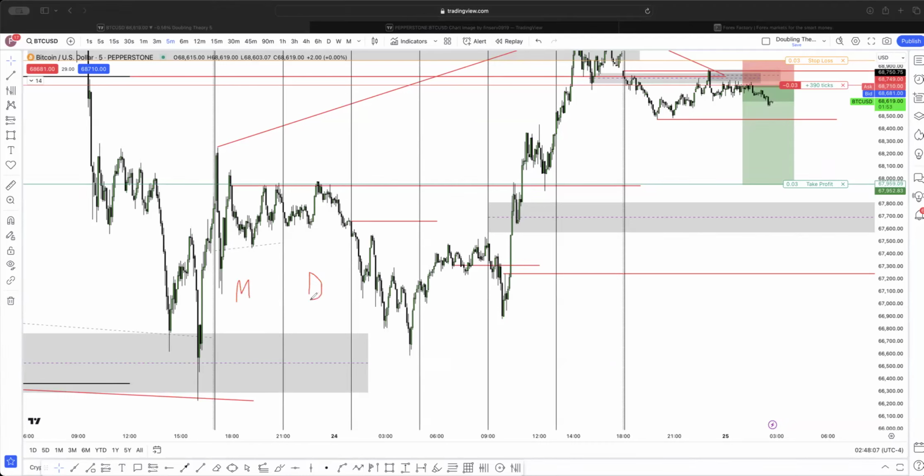This is distribution, right? So in this case, if this is your SMT divergence, this is the scope of your market maker model. Anything extra is just going to give us the low of that projection. So let me just write this down. Manipulation, distribution, manipulation, accumulation, distribution, AMD.